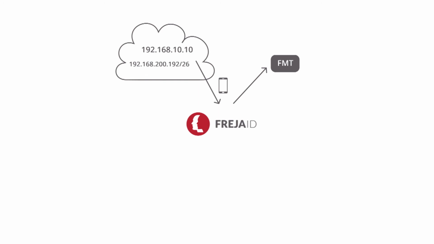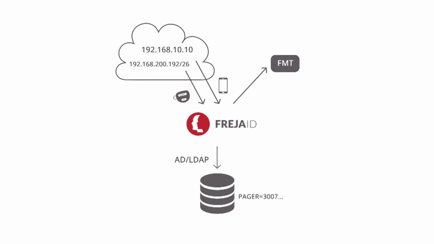Rule number 2, source IP equals 192.168.200.192/26 and user attribute pager equals 3007. Use auth.